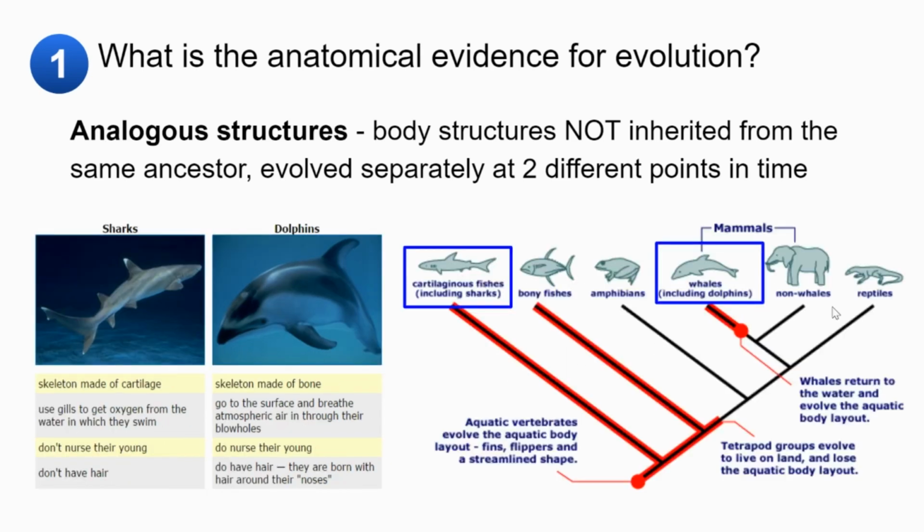We can see from this cladogram that the streamlined body of dolphins evolved at different points in time compared to the sharks, much later. And that streamlined body was inherited from an ancestor who returned to aquatic life after living on land for some time. So you can see here's the ancestor of the sharks, and here's the ancestor of the whales and dolphins, the cetaceans. Two different ancestors evolving the streamlined body, two different points in time. So these are analogous structures.